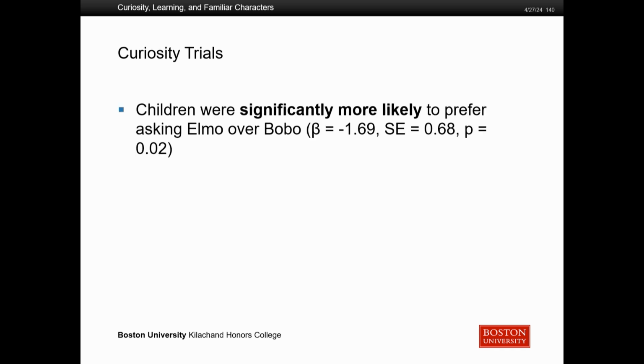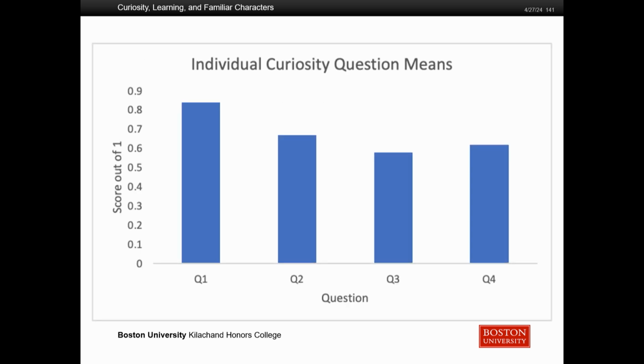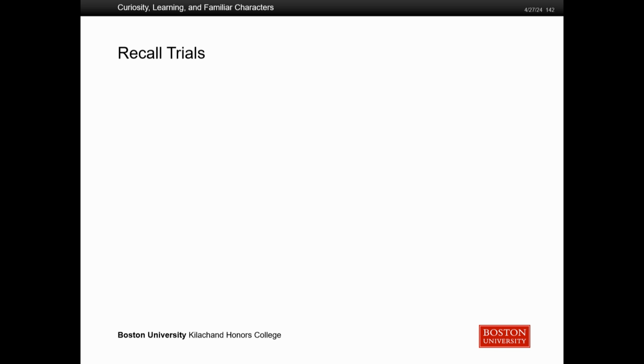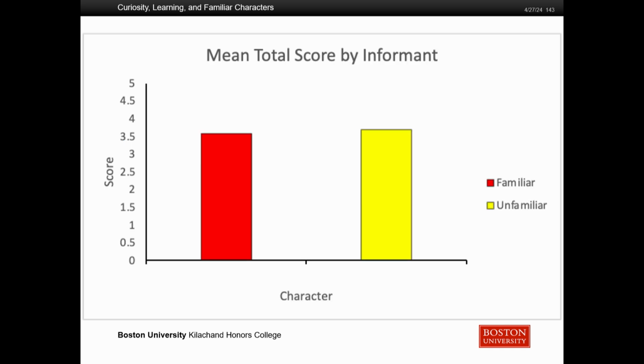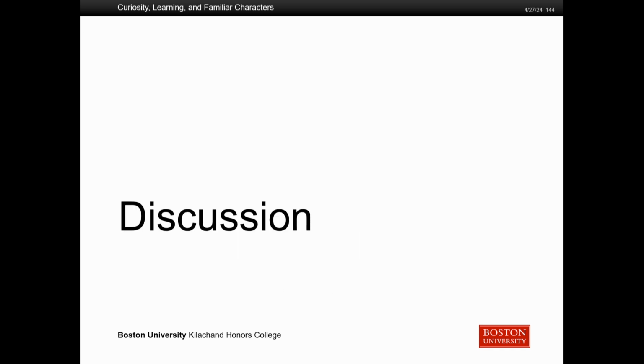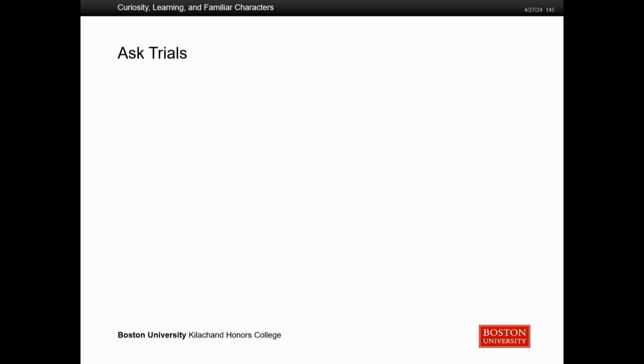In curiosity, however, I found that children were significantly more likely to be curious about Elmo than about Bobo. So these were the individual means for my curiosity scales. As you can see, a higher average indicates a preference for Elmo, and these are all above 0.5. So for the recall trials, we had no effect of informant, but we did have an effect of age, so they were more likely to recall more if they were older. And these are the means by informant. They're about even.